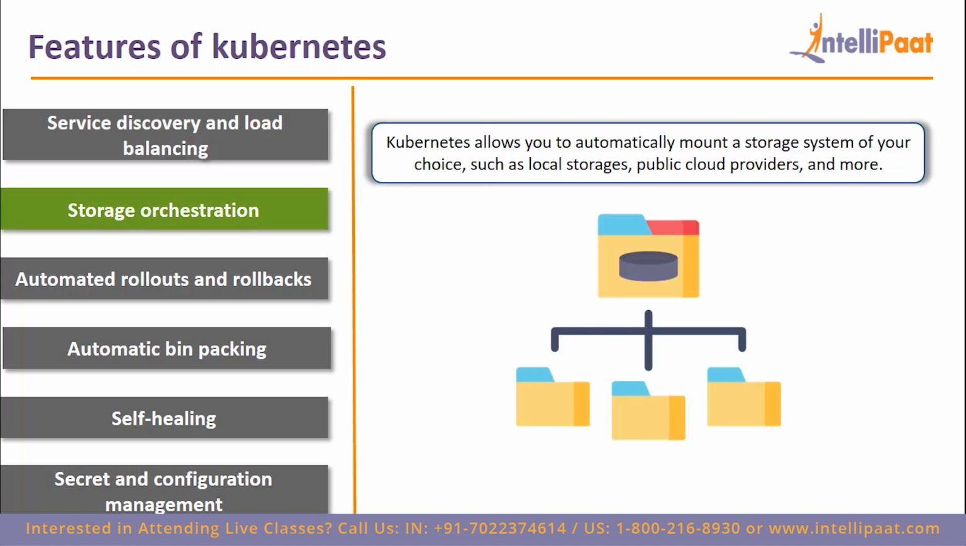Next one is storage orchestration. Kubernetes allows you to automatically mount a storage system of your choice, such as local storages, public cloud storages, and many more. When we talk about volumes in the coming sections, I think in module 4, we'll talk about the various kinds of storages you can use. You can use persistent volumes, emptyDir, AWS storages, Google Cloud Storage. There's a lot of different things that you can use, and Kubernetes is compatible with all of those, so it allows you to automatically mount these storages and work with them. So it's a very good advantage to have that flexibility across the different kinds of storages, right?